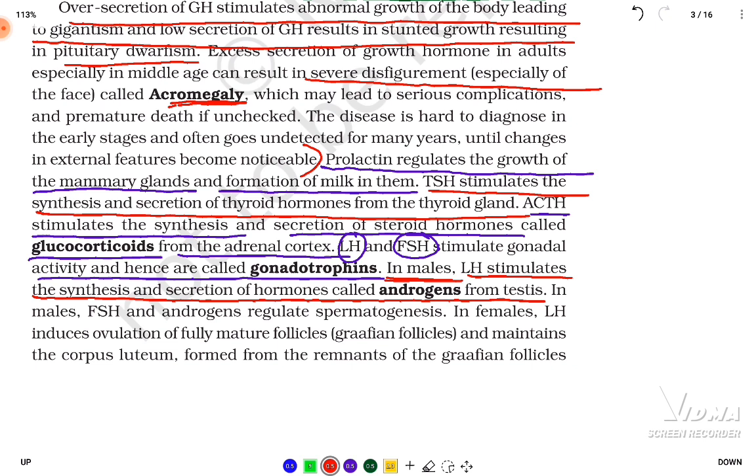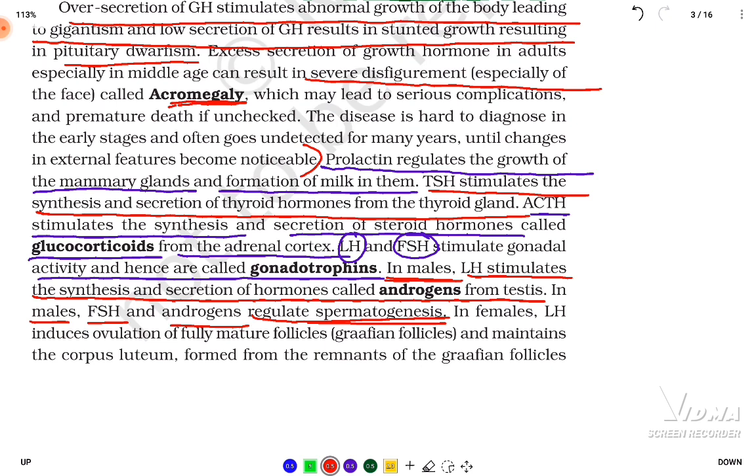So LH stimulates the synthesis and secretion of hormones called androgens from the testes. LH acts upon the testis, and the hormone released is androgen. Just remember it like a mind map, okay? In males, FSH, that is follicle stimulating hormone, and androgens regulate spermatogenesis. Spermatogenesis is the process of production of sperms, okay?